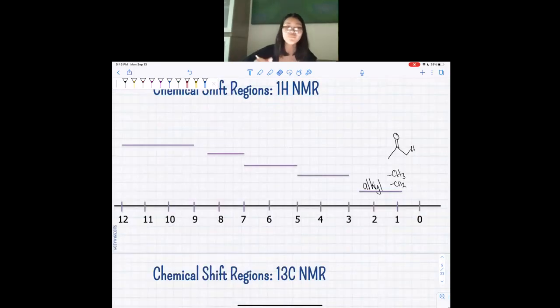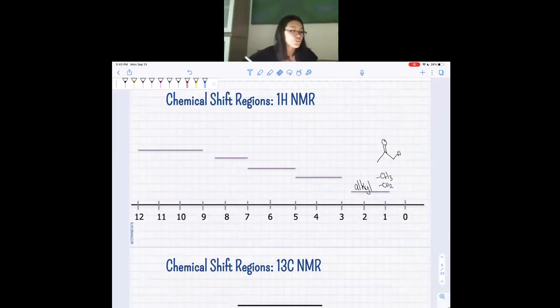Okay, so with that being said, our 3 to 5 ppm region, oh my gosh, I just realized I wasn't using the laser pointer.